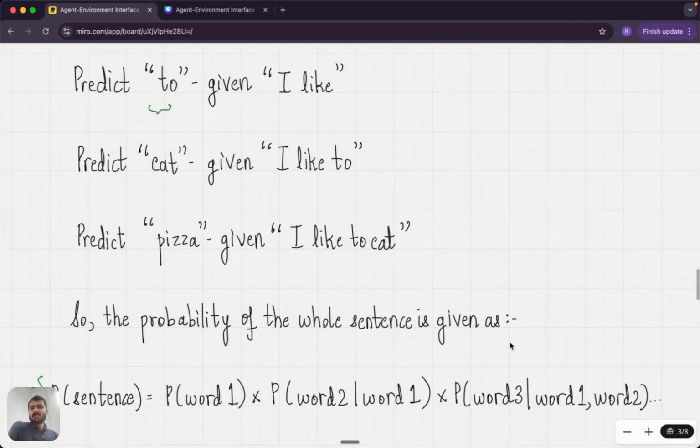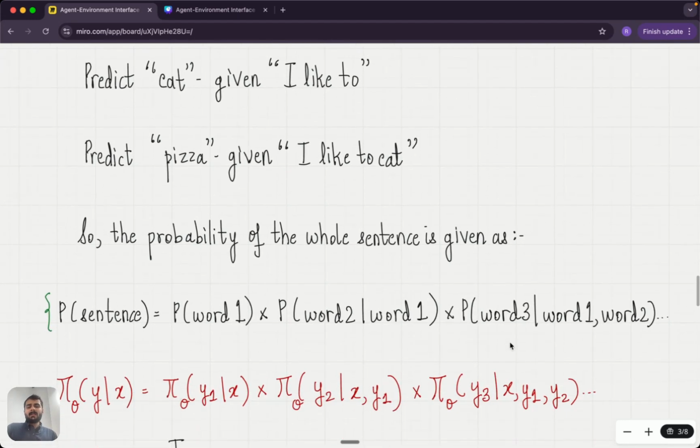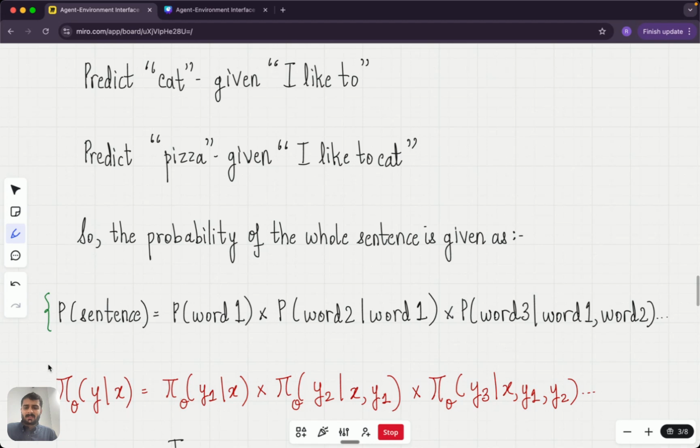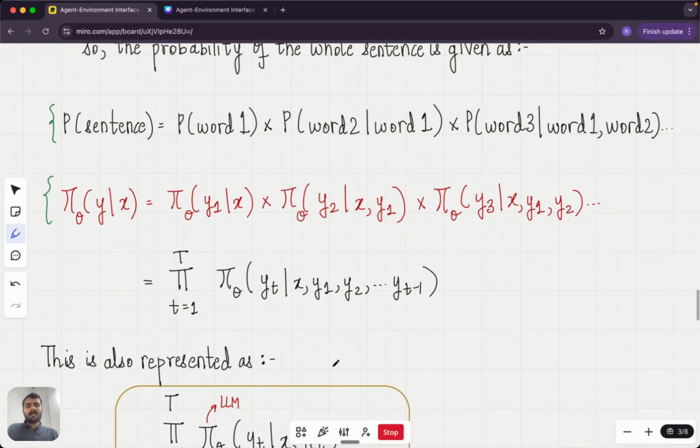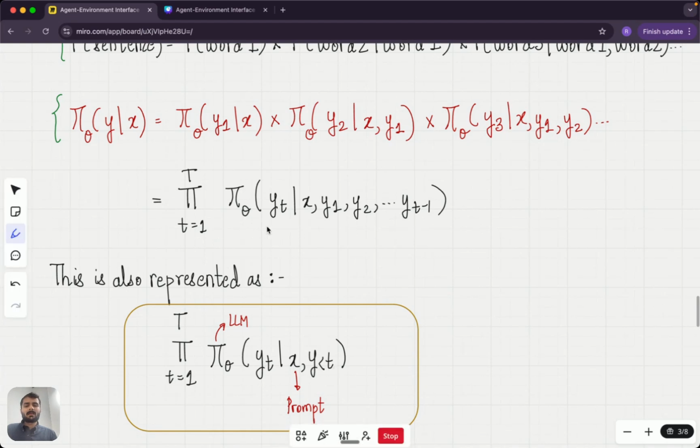This sequence continues. In mathematical notation, this can be represented as the probability of y given x for the given policy, where y is the completed answer and x is the given prompt. It is the probability of y1 given x, the first token output, times the probability of y2 given x comma y1, times the probability of y3 given x comma y1 comma y2. So the entire probability is represented by a product of all of these, and this product is denoted by the symbol capital pi.